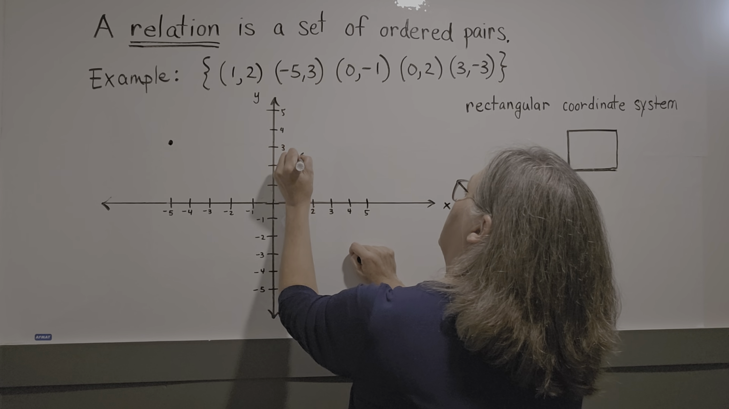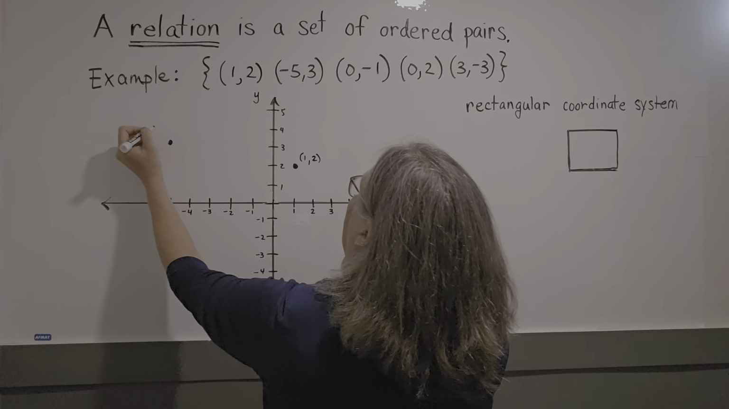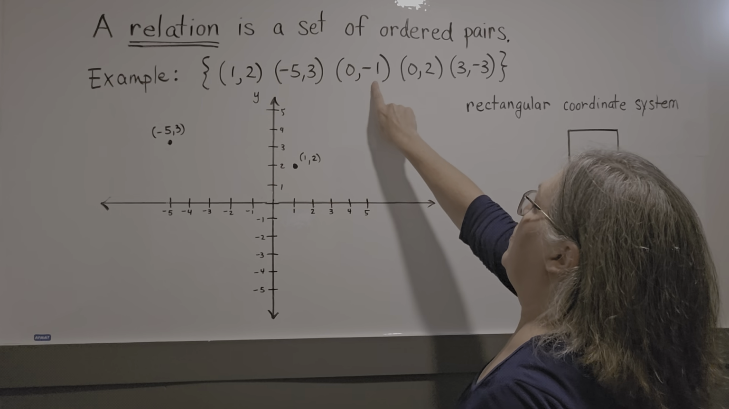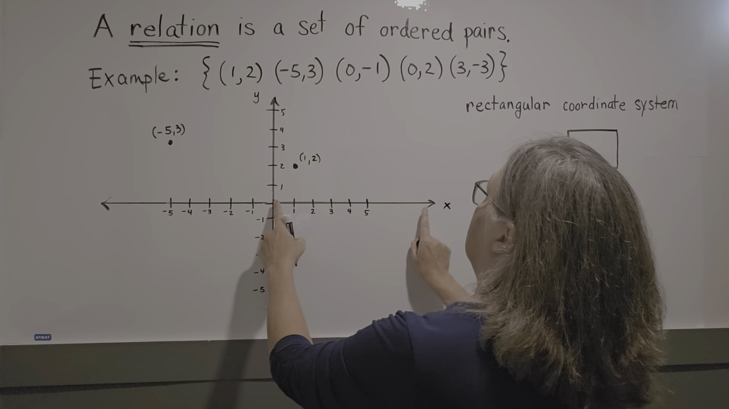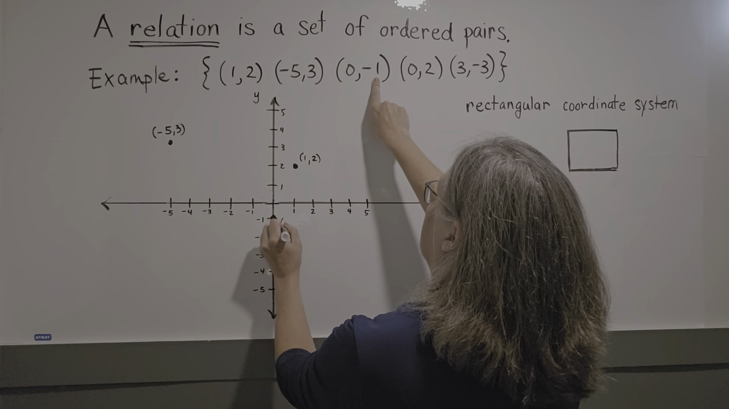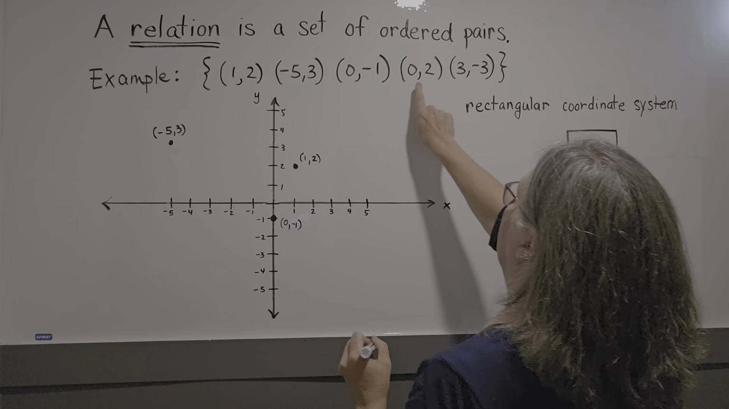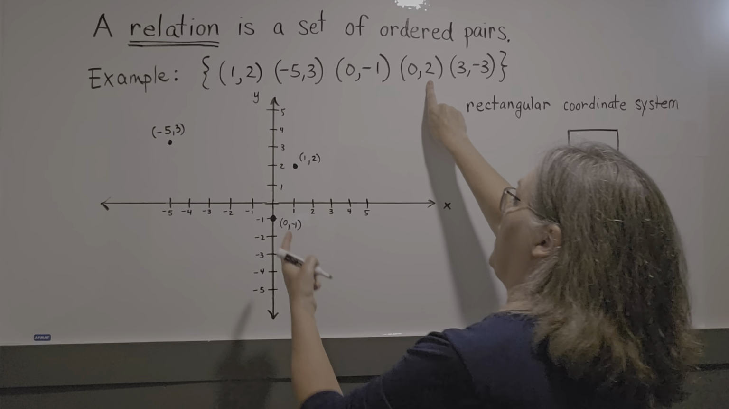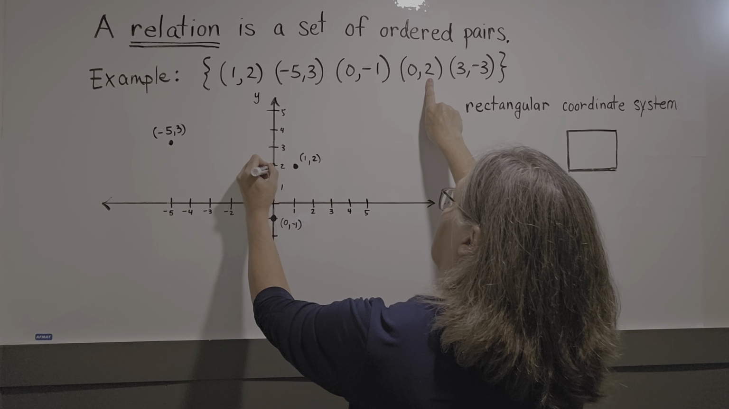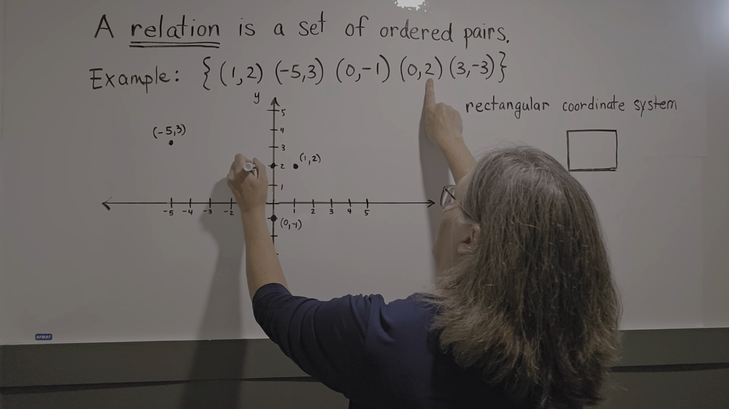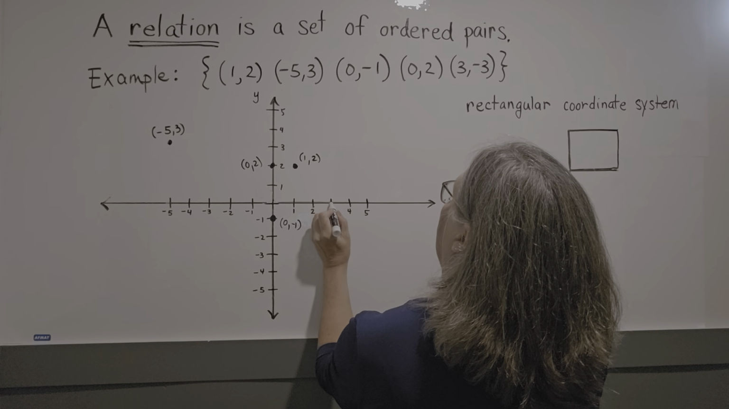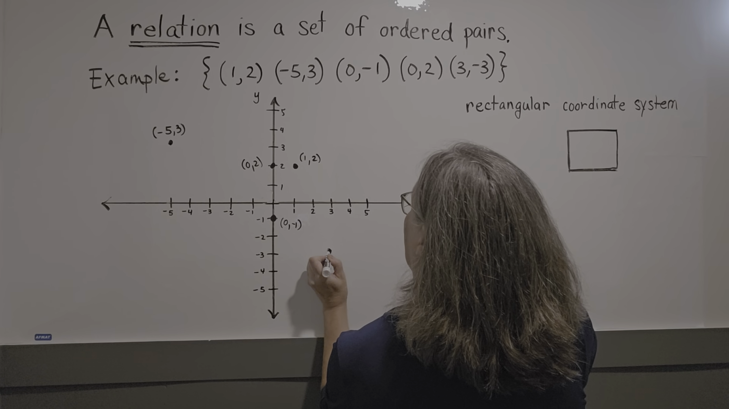And I should probably label these. This is (1, 2), and this is (-5, 3), and (0, -1). Here at 0 on the x-axis, and then down -1 takes me right here. That's (0, -1). And then if we plot this, we have (0, 2). So again, we're here at 0 for x, and then y is 2, so it takes us up here. This is (0, 2). And then here at 3, and then down to -3 takes us.